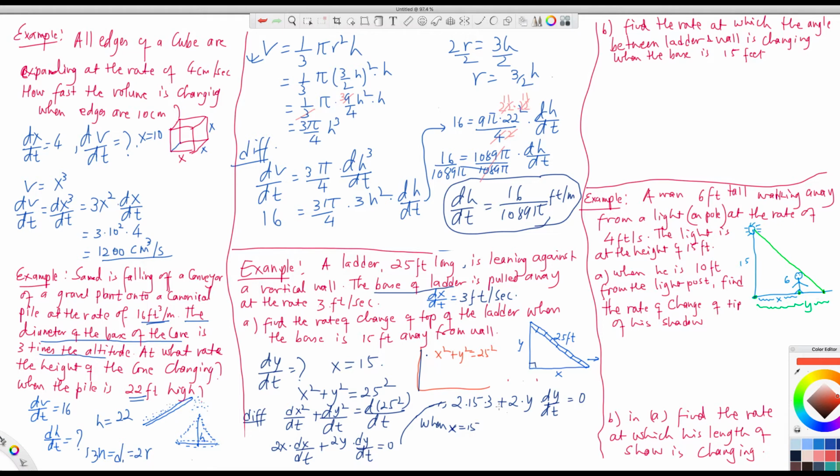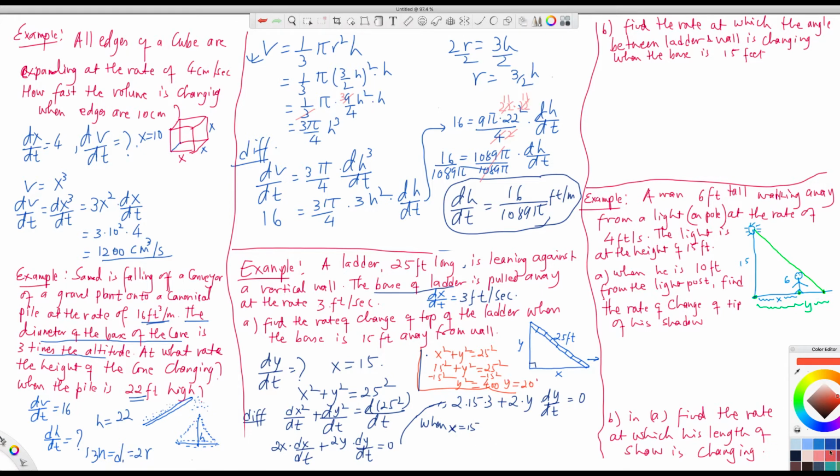When x is 15, you get 15 square plus y square equals 25 square, right? So let's subtract 15 square from both sides. You get y square equals 25 square minus 15 square. How much is that? 25 square minus 15 square is basically 400. So y square is 400, and y will be basically 20.